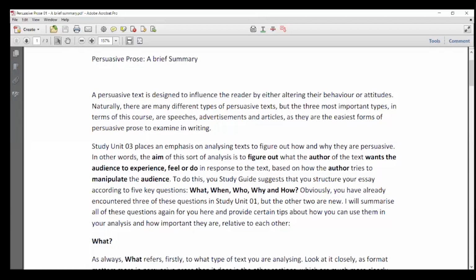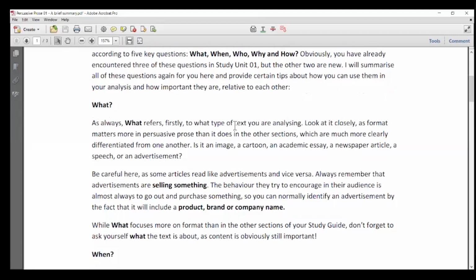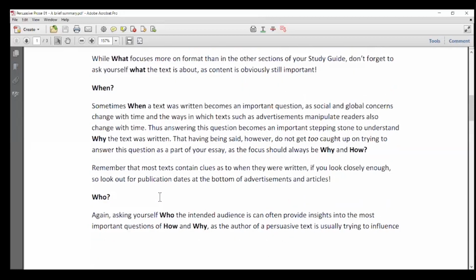Always remember that advertisements are selling something. The behavior they try to encourage in their audience is almost always to go out and purchase something. So you can normally identify an advertisement by the fact that it will include a product, a brand, a company, like I said, VW is a company. So if it's an advert, you will say what, when, and who. Already, like you've seen that what means that, when you can say that, who you will explain what who refers to as well. Why was this text given? You justify it. How does it do now? This is the interesting part as an analyst now.